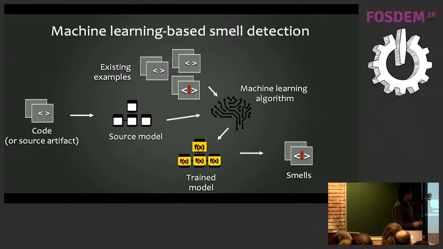There are some existing examples. You have existing examples that you use to train the machine learning algorithms, and you have a trained model, and with that trained model you actually infer the new code, whether those code snippets or code fragments can be classified as smells or non-smells.